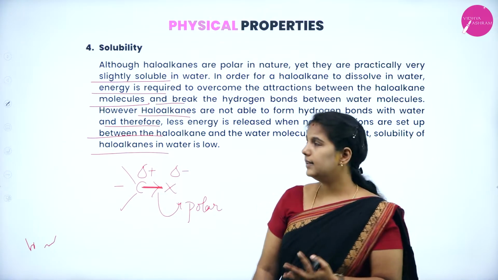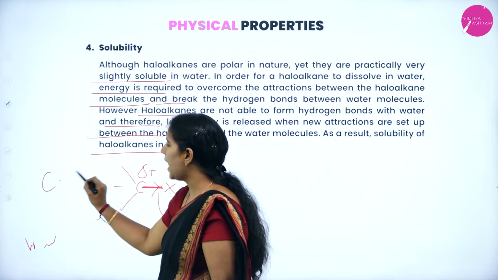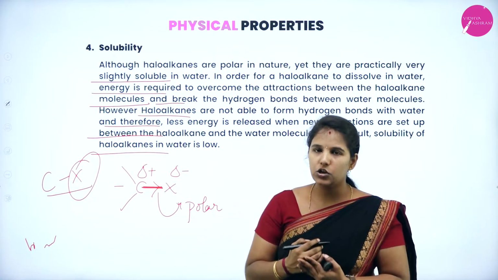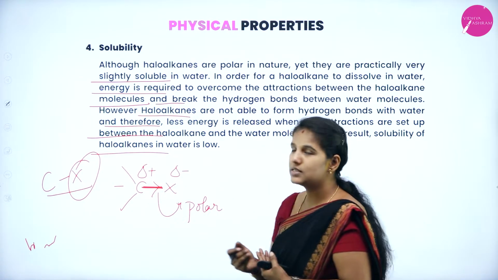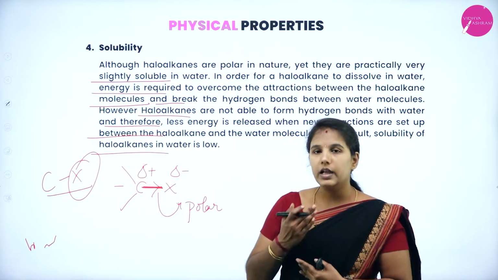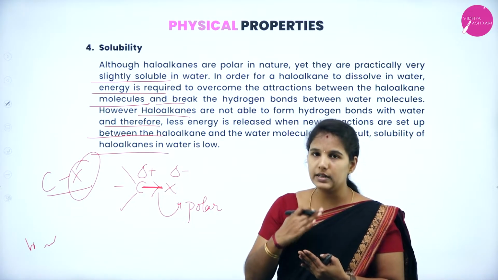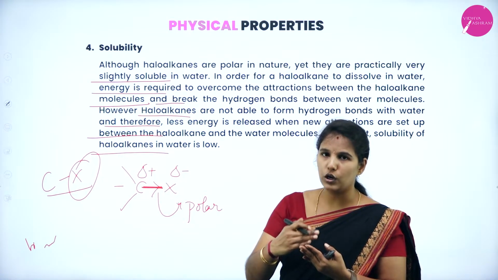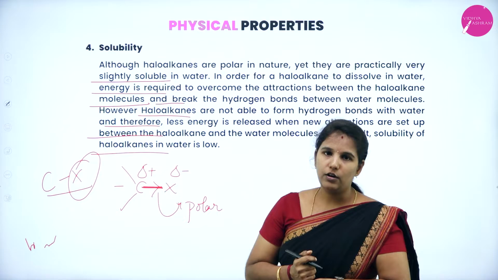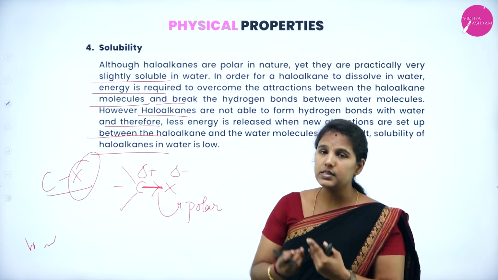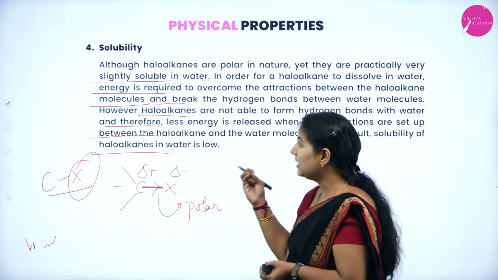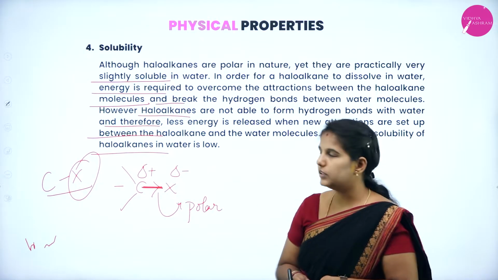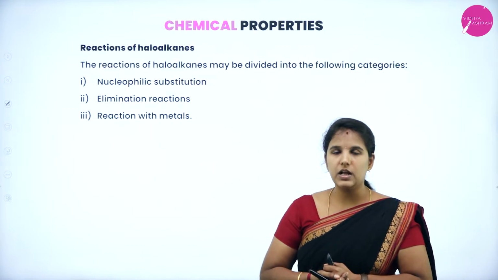So haloalkanes have a carbon-halogen bond. Since they contain a halogen, they are insoluble, or we can say slightly soluble, in water. If you form attractions with the hydrogen bonds of water, the haloalkanes will be much less soluble than the original solution with water. Next, we have chemical properties.